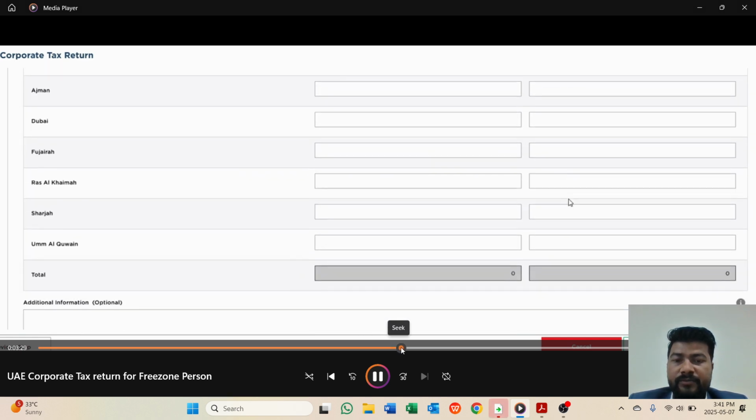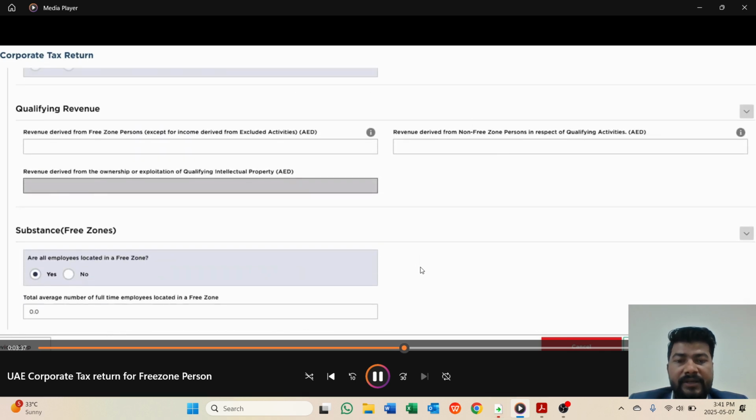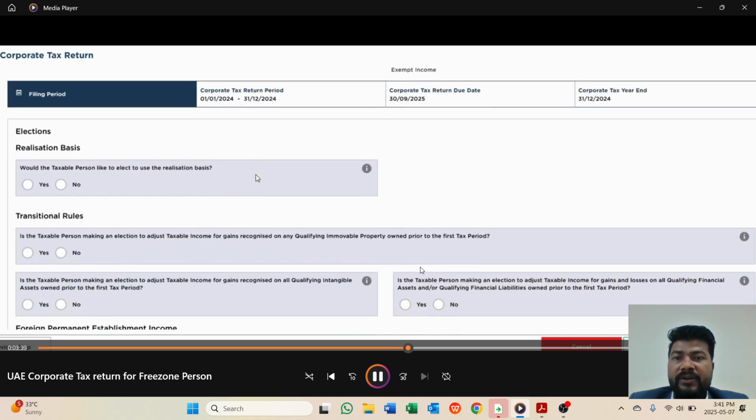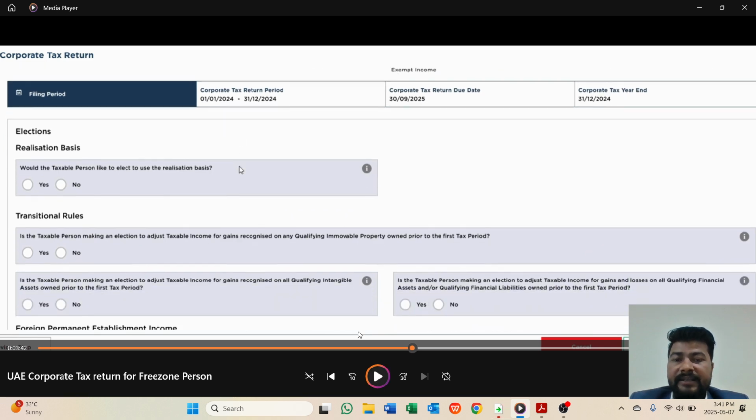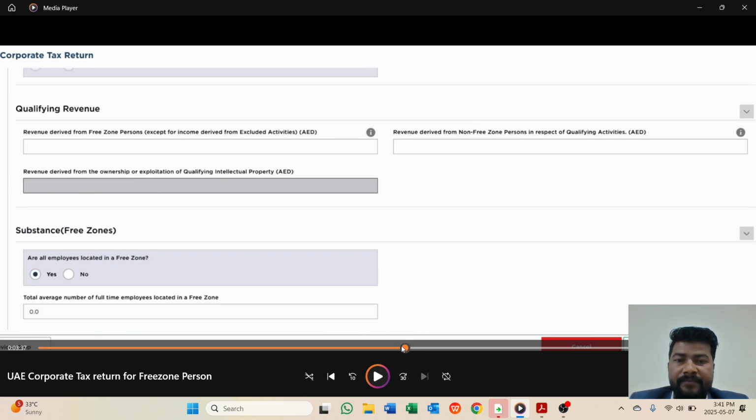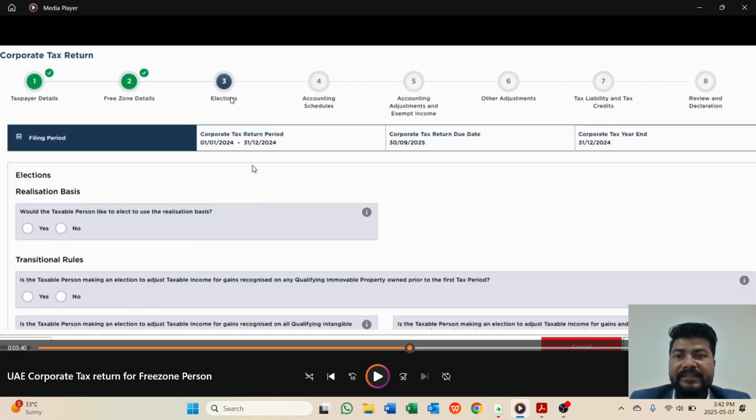So all these you need to put, and altogether, if you want any additional information, in that case you can go here. Now the third step is realization. So now again, after this, you can see here election, accounting schedule, accounting adjustment and exempt income, other adjustment, tax liability, and all are, after that, similar to normal corporate tax filing.